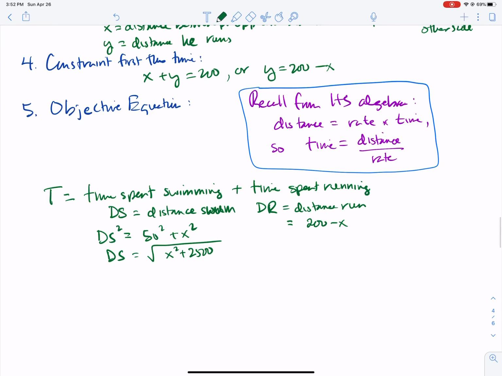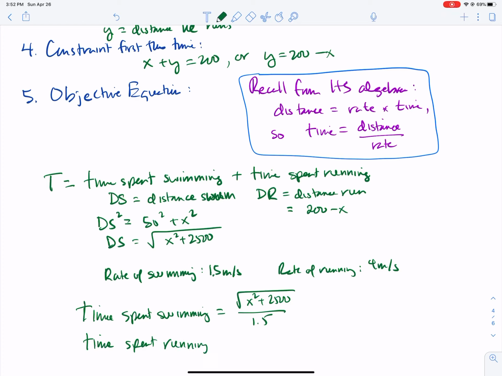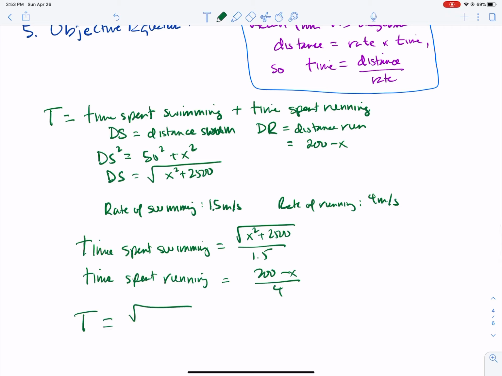And so the rate of swimming, we were told, was 1.5 meters per second, and the rate of running was 4 meters per second. So I've got my distance, I've got my rate, so the time spent swimming is going to be the square root of x squared plus 2500 over 1.5. And the time spent running is going to be equal to 200 minus x over 4. So my objective equation then is t equals the square root of x squared plus 2500 over 1.5 plus 200 minus x over 4.